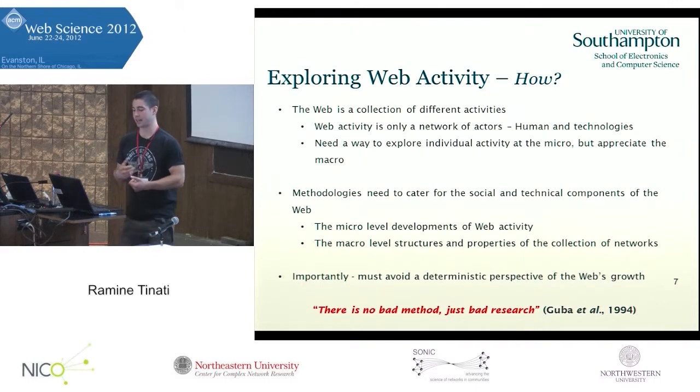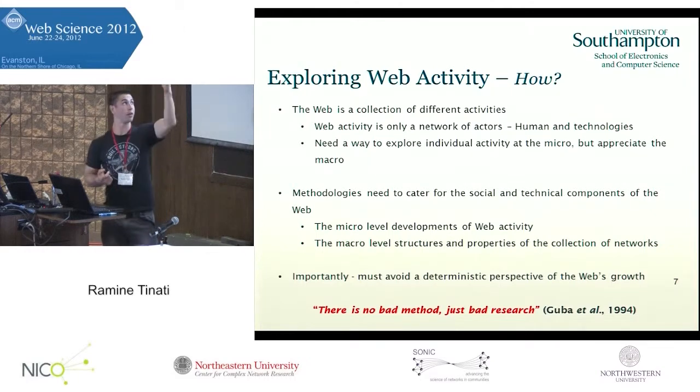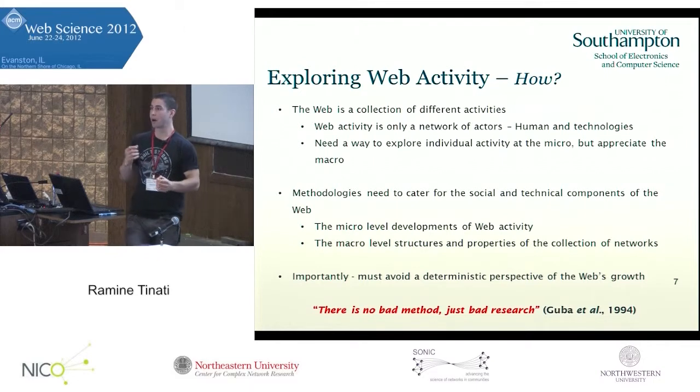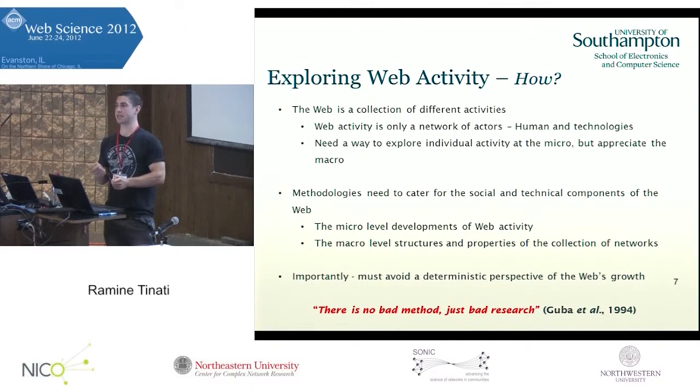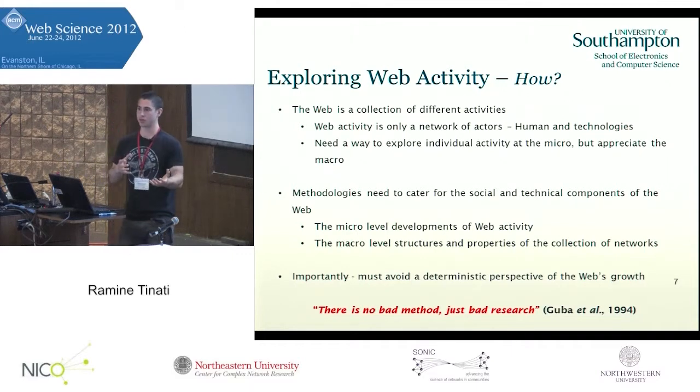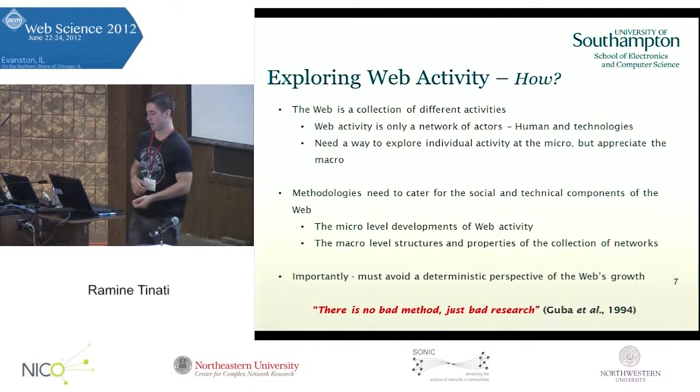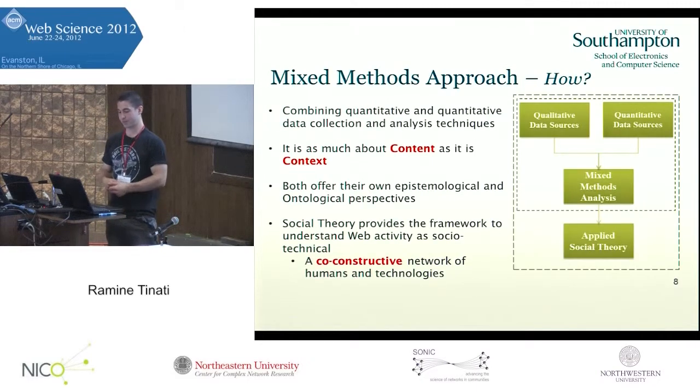Well, if the web is a collection of these different activities, we need something that can really understand the micro, the small scale, what's going on, and also the macro, and understand how we can explore both of these together, but by avoiding a deterministic perspective of the web, without suggesting that the technology is driving it or the social is driving it at the same time. And as the Google quote says, there's no bad method, just bad research.